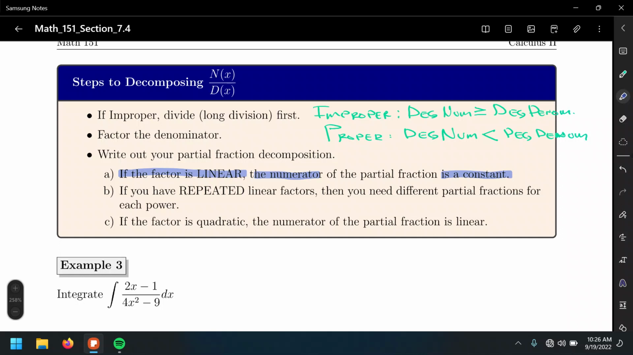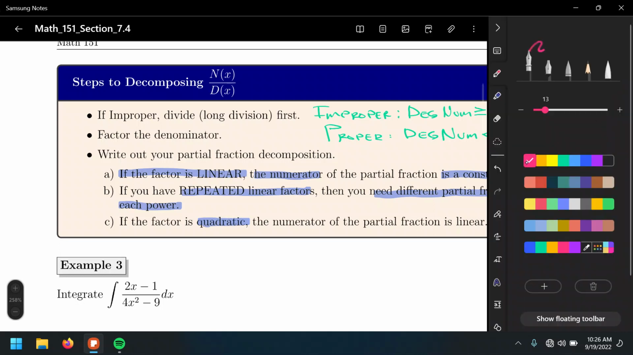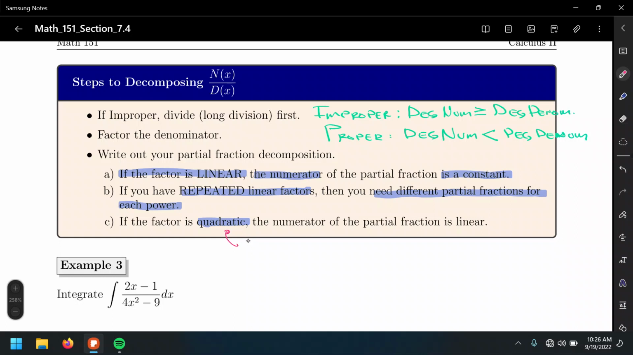And whenever we have repeated linear factors, we need a different partial fraction for each power. I will go over one example like this, and I will explain why we have to write it down for each single fraction. And then whenever the factor is quadratic, and by the way, the quadratic has to be irreducible, because in this case we are only working with polynomials that are factored over the rational numbers.